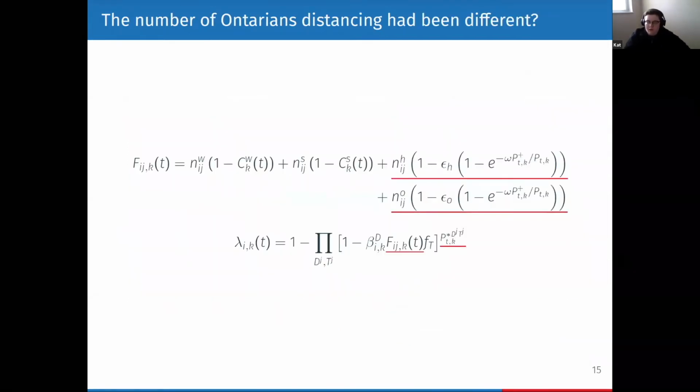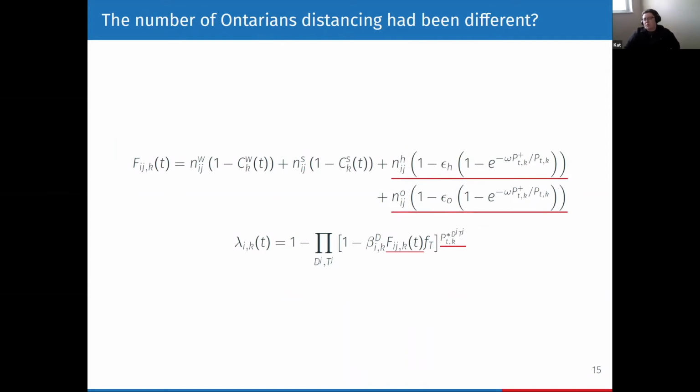So the final counterfactual thing we looked at was, you recall these equations that we looked at earlier. What's underlined here is the way that the voluntary distancing works. And the assumption in that base model is that everyone is distancing to the same extent within a region. So every single individual in that population is distancing at, say, 60% for a given number of active cases.